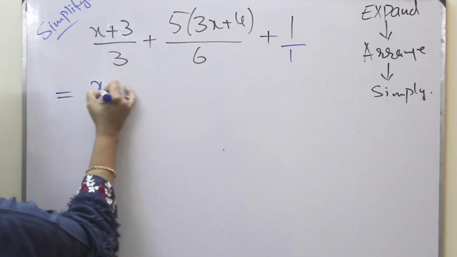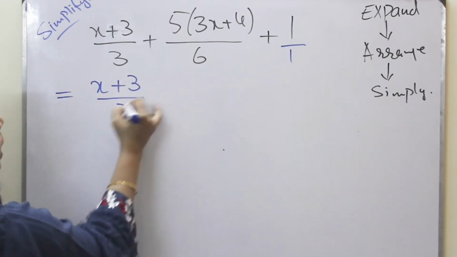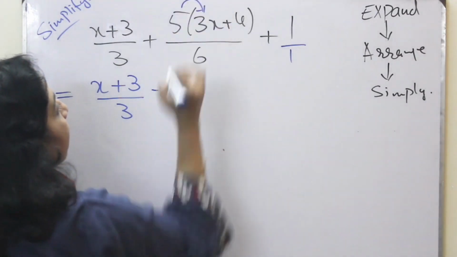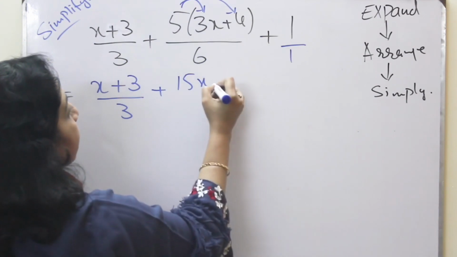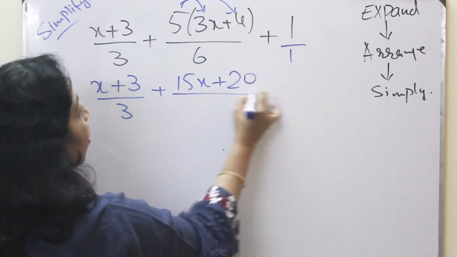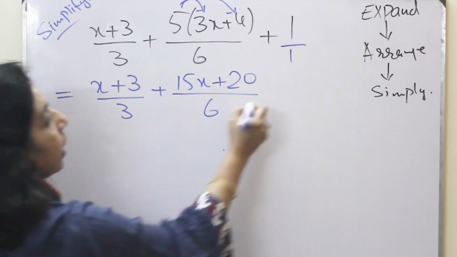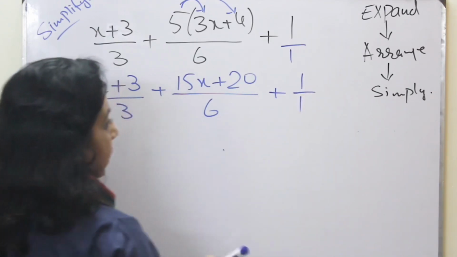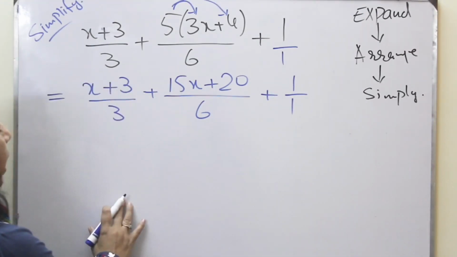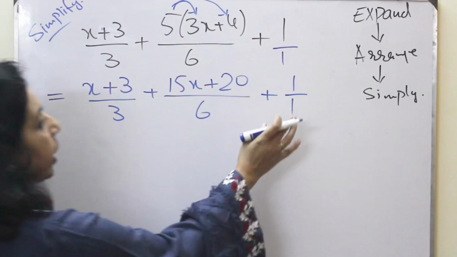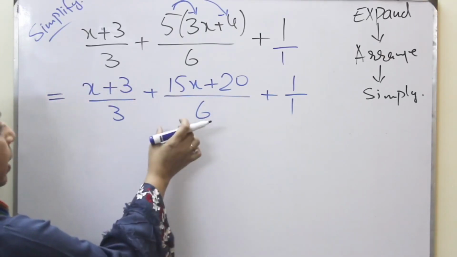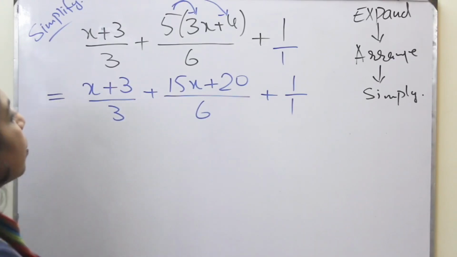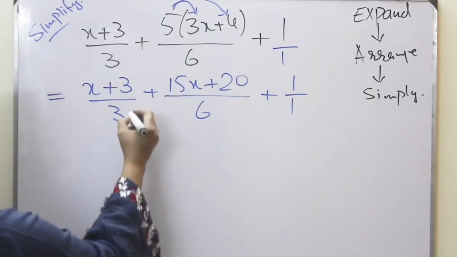I shall open it first, x plus 3 over 3. Then this 5 will be multiplied with 3, 15x. And this 5 will be again multiplied with 4, 20 over 6. Expanded. Now 1 over 1 as it is. Now we have to take the LCM of the denominators. One denominator is 1. It will follow the LCM. 6 is the multiple of 3. So 3 2 times 6. So the LCM is 6.